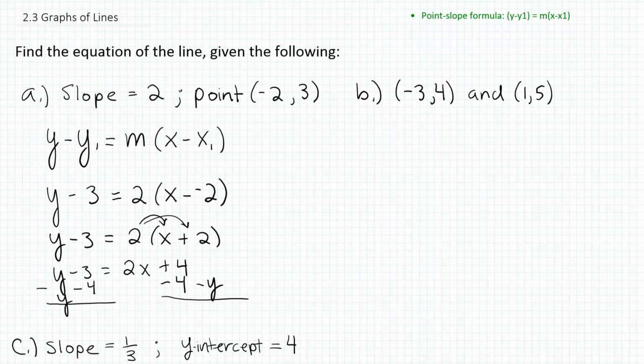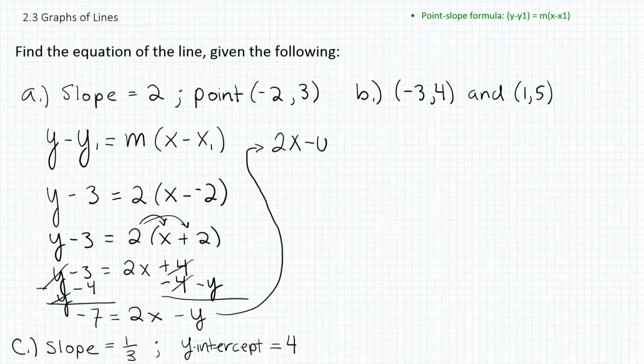Let's see what that would do for us. The y's would cancel out here. I'd end up with negative 7 is equal to 2x, the 4's would cancel out, minus y. And then just to write this in a more traditional format, we'll say that means we have 2x minus y is equal to negative 7. So I just put the variables first on the left-hand side. All right, and that's it.